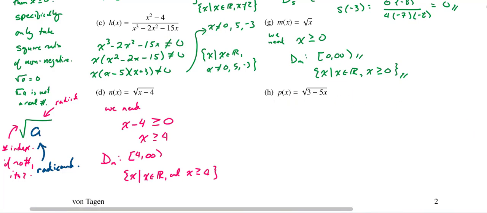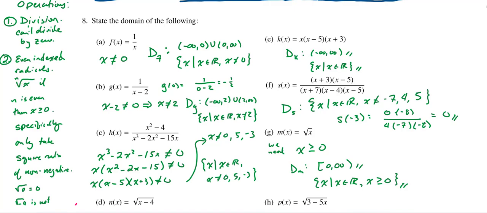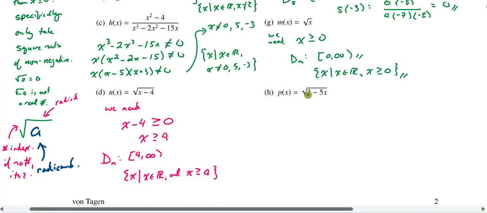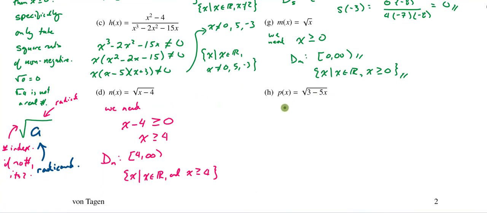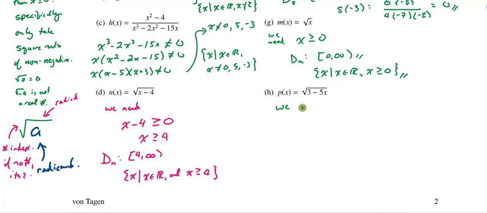I only see one problematic operation in this expression. I don't see division, but I do see that I'm taking a square root of an expression here, and I've got to ensure that the radicand, that's what we call the stuff underneath the square root sign, is greater than or equal to 0. So what do we need? Let me write that. We need 3 minus 5x to be greater than or equal to 0.